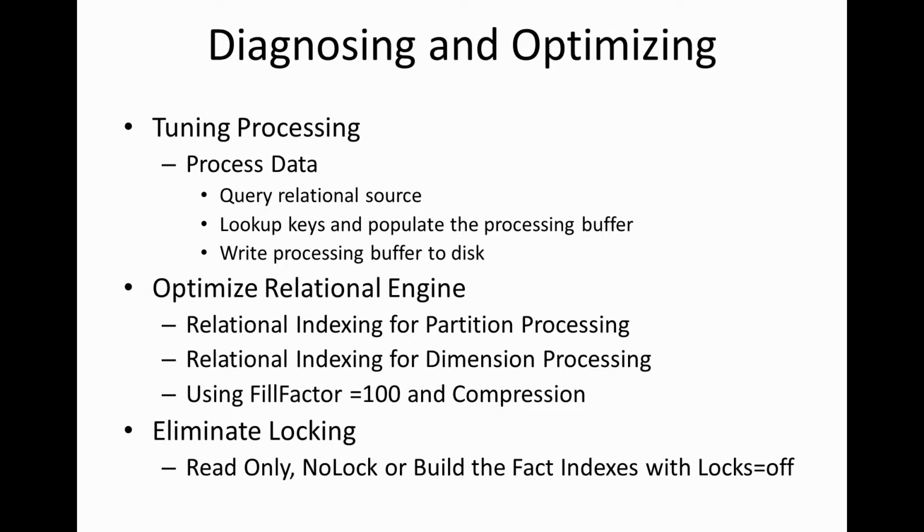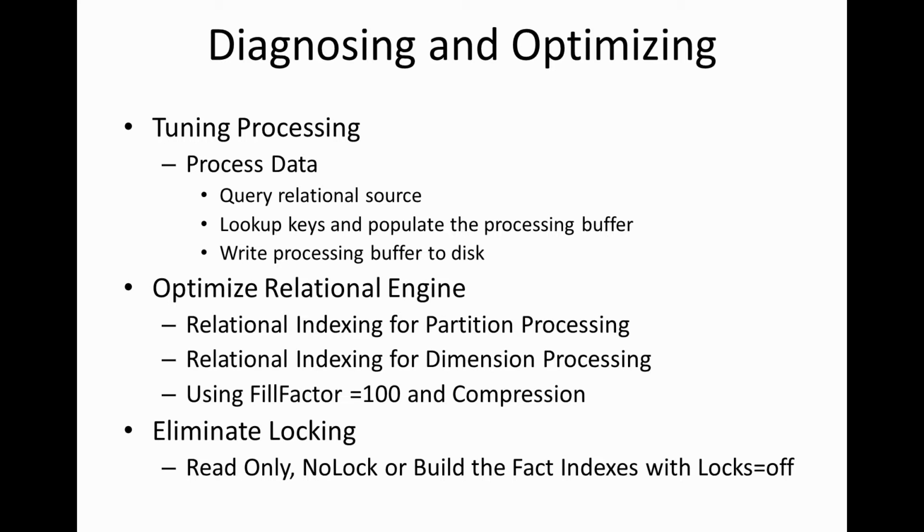The process data is then going to just pull the data in, and the process indexes phase is going to build all the aggregations, bitmap indexes, and regular indexes on the cube itself, or on the measure group that you're processing in particular, and its affected objects. In order to tune that process data piece, you want to make sure that your relational source is fast enough. It's then going to look up those keys and populate the processing buffer and then write that processing buffer to disk. So what two subsystems are we using here the most? Memory and storage. We want to make sure that those are really tuned and really operating at peak efficiency.